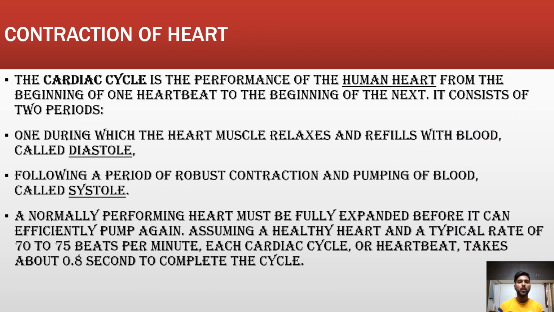We'll see about contraction of heart. The cardiac cycle is the performance of human heart from the beginning of the heartbeat to the beginning of the next. It consists of two periods. One during which heart muscles relax and refill with blood called diastole, following a period of robust contraction and pumping of blood called systole. A normally performing heart must be fully expanded before it can efficiently pump again. Assuming a healthy heart with typical rate of 70 to 75 beats per minute, each cardiac cycle or heartbeat takes about 0.8 seconds to complete a cycle.